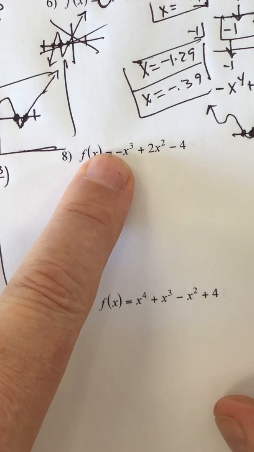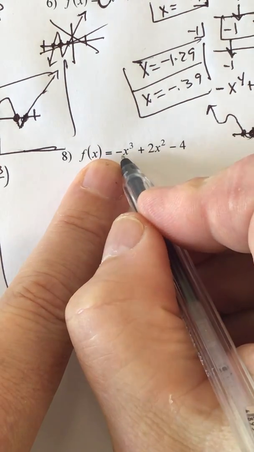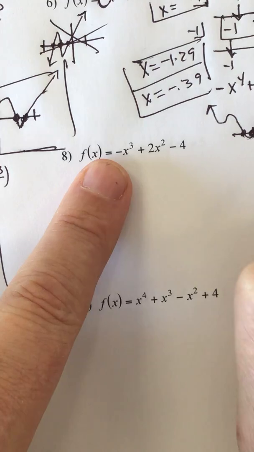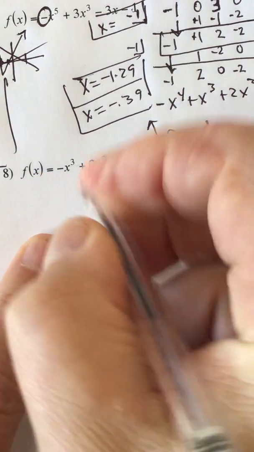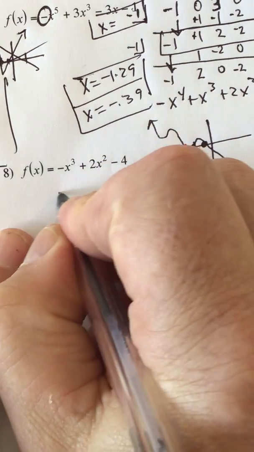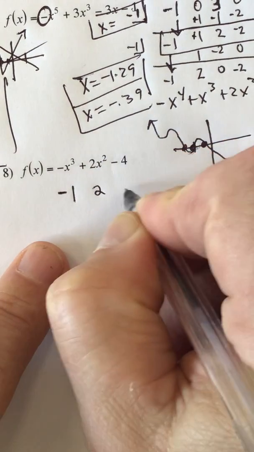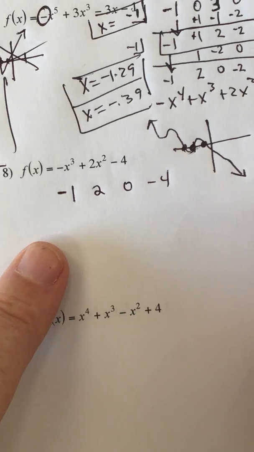Okay, this one's going to look similar. It's going to finish down and be odd. So it's going to look something like this, only it's going to cross either 3 times or 1 time. So let's see if we can find this one. -1, 2, 0, -4.